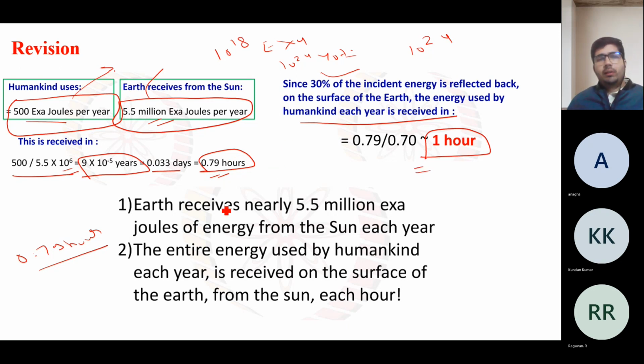So roughly we can say that the energy we are using in 1 year, that's a very important fact, we are just receiving that energy in 1 hour from the sun. So we have ample scope to tap this energy.